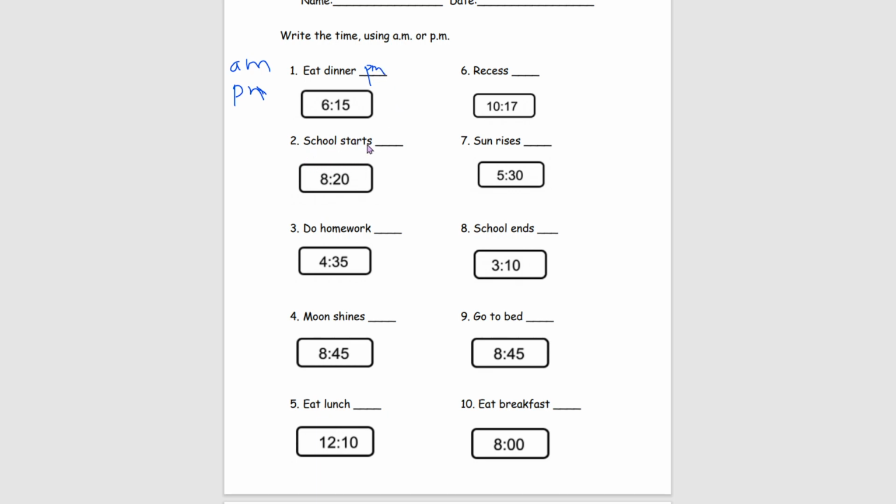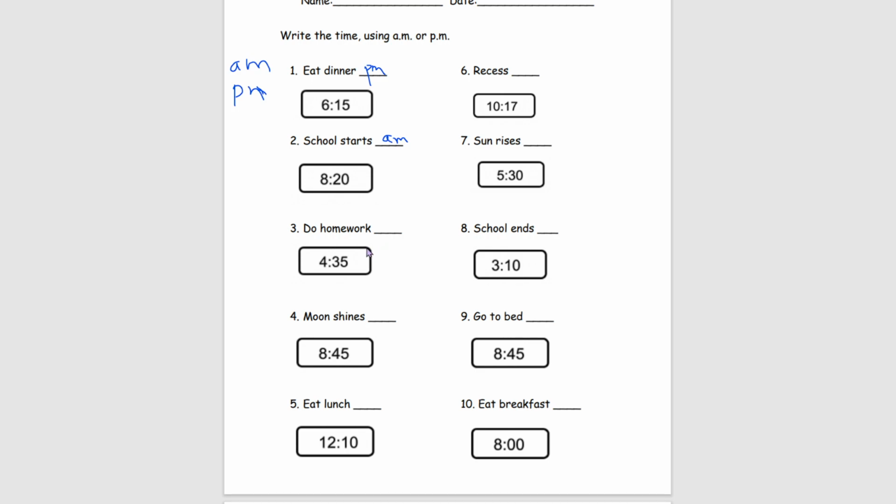Number 2, school starts. So we all know that school starts in the morning, as school does not start at 8:20 at night, or else we'd be going to school until like 12 a.m. So for number 2, we can infer that it is AM because we have to use it in the morning.